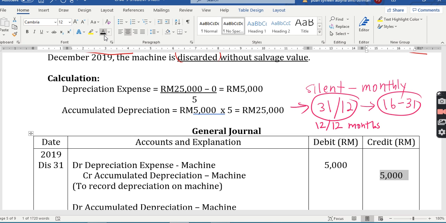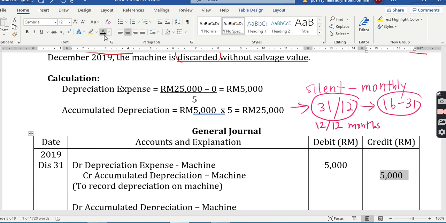Okay, so disposal means I need to close, or get rid of, the asset account, and at the same time I need to close the accumulated depreciation for this particular asset. So the asset is a debit. Since we are closing the asset, the account will be credited.